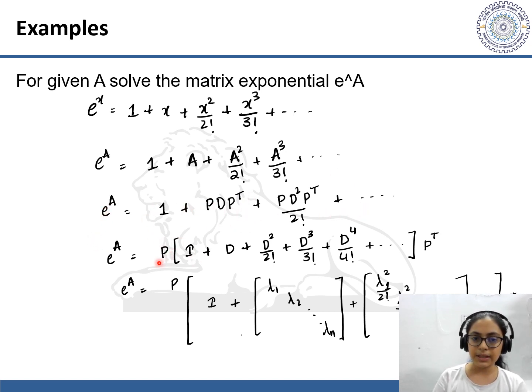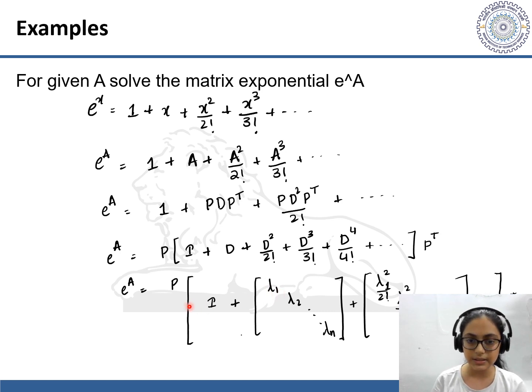Further, we could take P common and P transpose common. That will leave us with this equation. And furthermore, multiplying D with D, all these terms would be written in this way. We could notice that every diagonal element of this part of the summation would be 1 plus lambda 1.